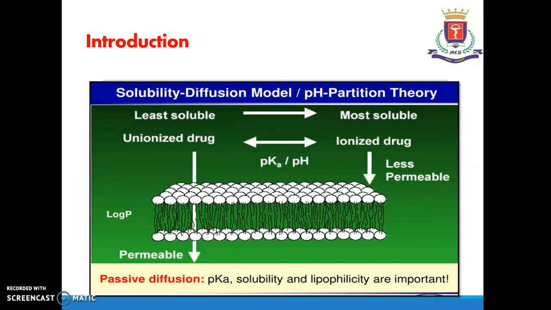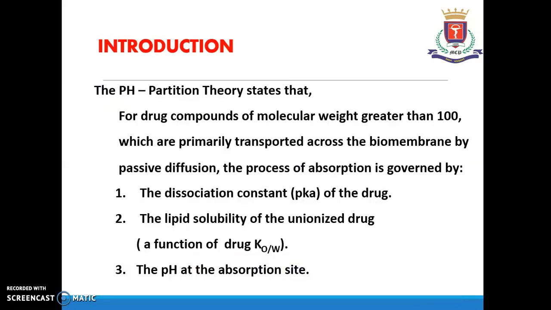What this theory suggests is that the drug should have a proper dissociation constant value, and at GI pH the drug should be available in more unionized form, and the drug should have optimum or required lipid solubility. Then the drug will get permeated easily into the blood capillaries. The drug's entry into the blood is easy. So this is the summary of the pH partition hypothesis. Let us go through the pH partition theory or hypothesis.